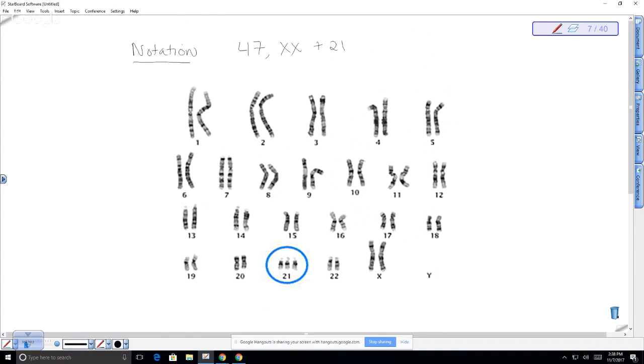So that's how I would write the notation for this particular karyotype. It's not with an additional 21 chromosomes. Plus 21 means it's the 21st chromosome that's extra. If it was the 13th chromosome, it would be plus 13. If it was 18, it'd be plus 18. If it was 1, it'd be plus 1, right? Would they still have Down syndrome if it was plus 13? No, it would be a different syndrome. Different trisomies give different phenotypic results.